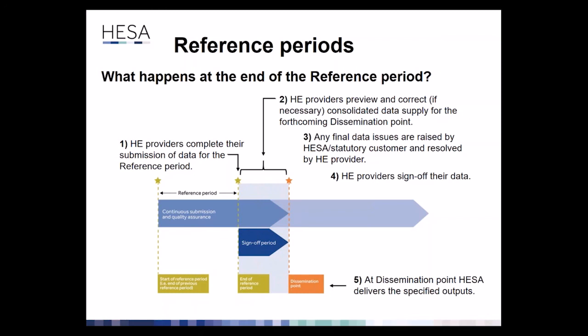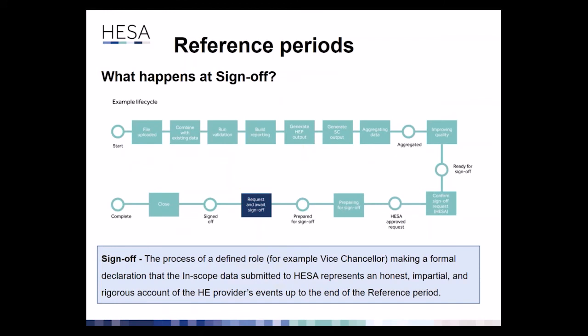Let's go on to some of the other things that we mentioned as part of reference periods. So sign off. What happens during sign off? So we finish the reference period and we are in that space before the dissemination period. So sign off means the process of a defined role, which will usually be the Vice Chancellor or Principal, making a formal declaration that the in-scope data submitted to HESA represents, and these are carefully chosen words, an honest, impartial and rigorous account of the HE provider's events up to the end of the reference period.